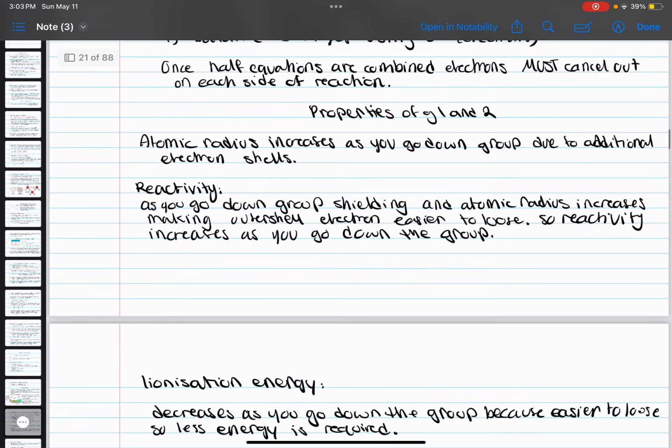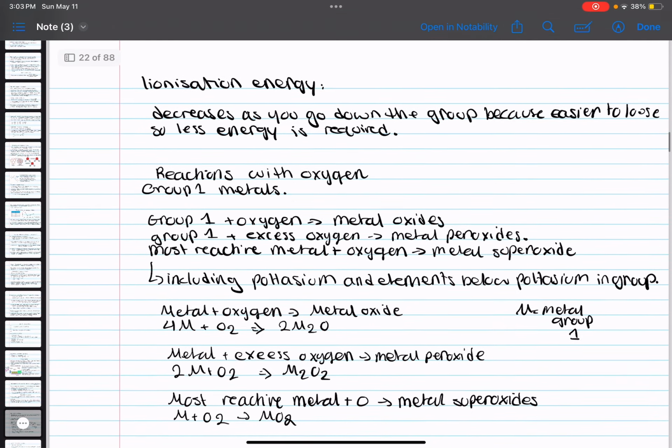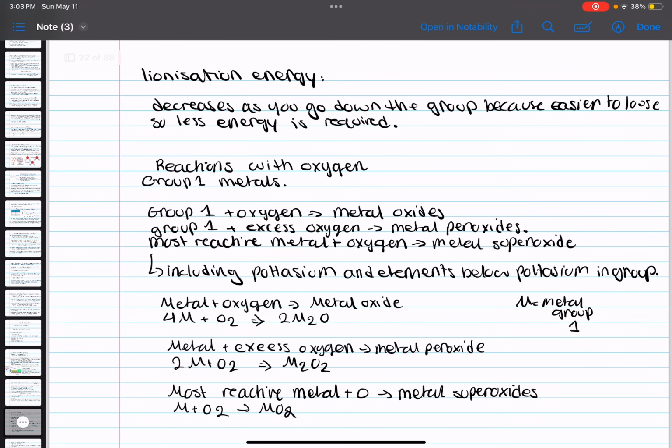So properties of group 1 and 2. Atomic radius increases as you go down the group because you have additional electron shells. Reactivity: as you go down the group, shielding and atomic radius increase, making the outer electron easier to lose. So reactivity increases as you go down the group. Ionization energy decreases as you go down the group because it's easier to lose electrons, so less energy is required.